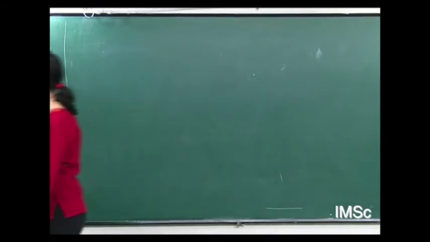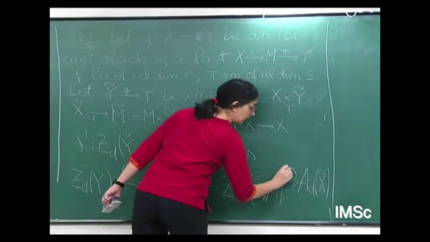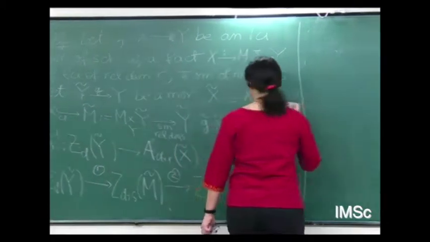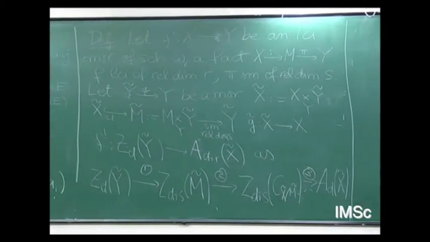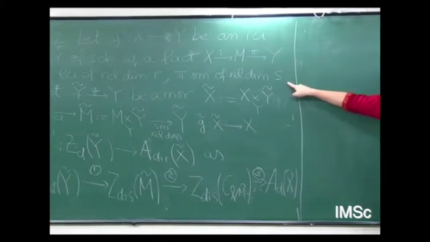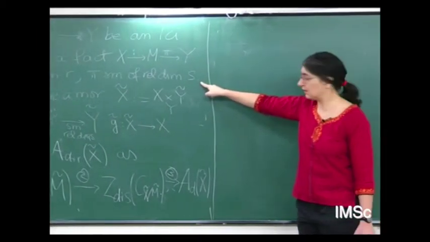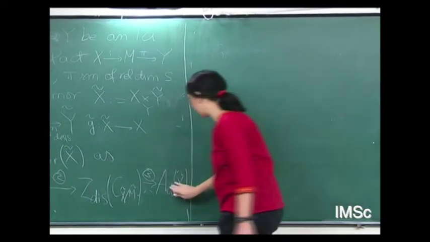Yes? So this is 1, 2, and 3. Pi is smooth of relative dimension S. See, here is D plus R.